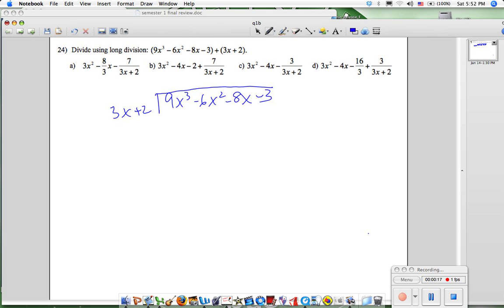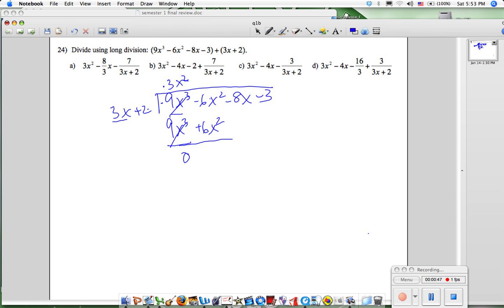What's the number that multiplied to 3x will get you 9x to the third power? 3x². So then make sure you write whatever the sign is right here, plus, you keep that same sign. So multiply right back, so I have 9x to the third power, we subtract down, don't forget 3 times 2 here, so that will be a positive 6x².